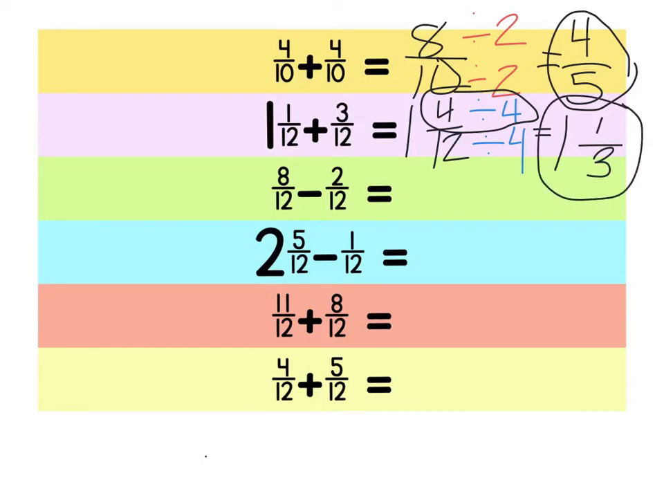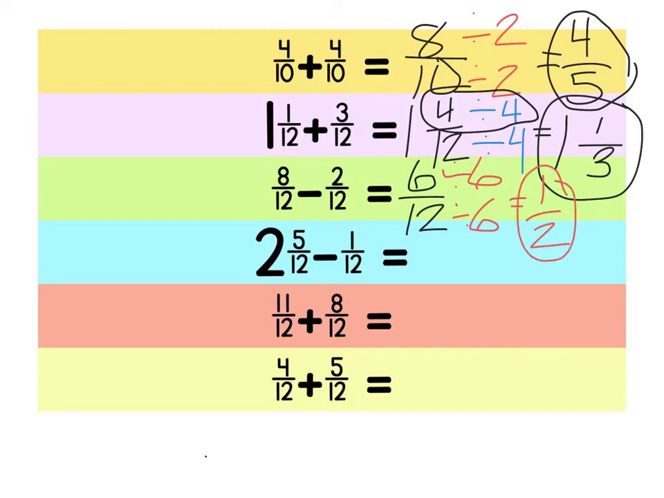Next, 8/12 minus 2/12. 8 minus 2 is 6, denominator stays the same. Now what can go into both 6 and 12? I know 2 can fit into 6 and 12. I know 3 can go into 6 and 12, but I also know 6 can go into both 6 and 12. So I divide the top by 6, I divide the bottom by 6, and it's 1/2.